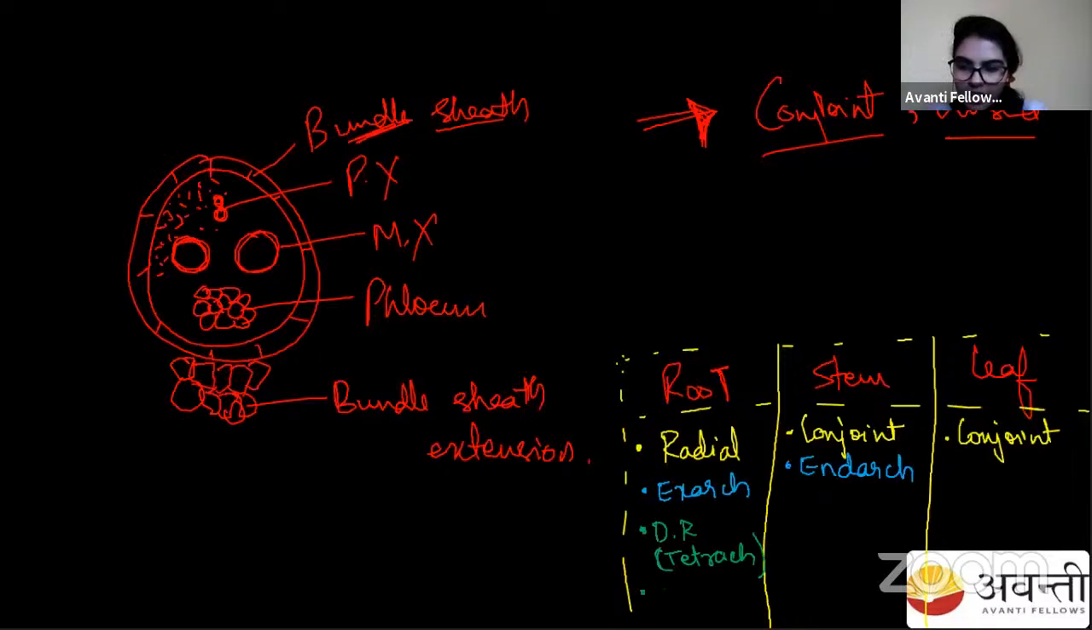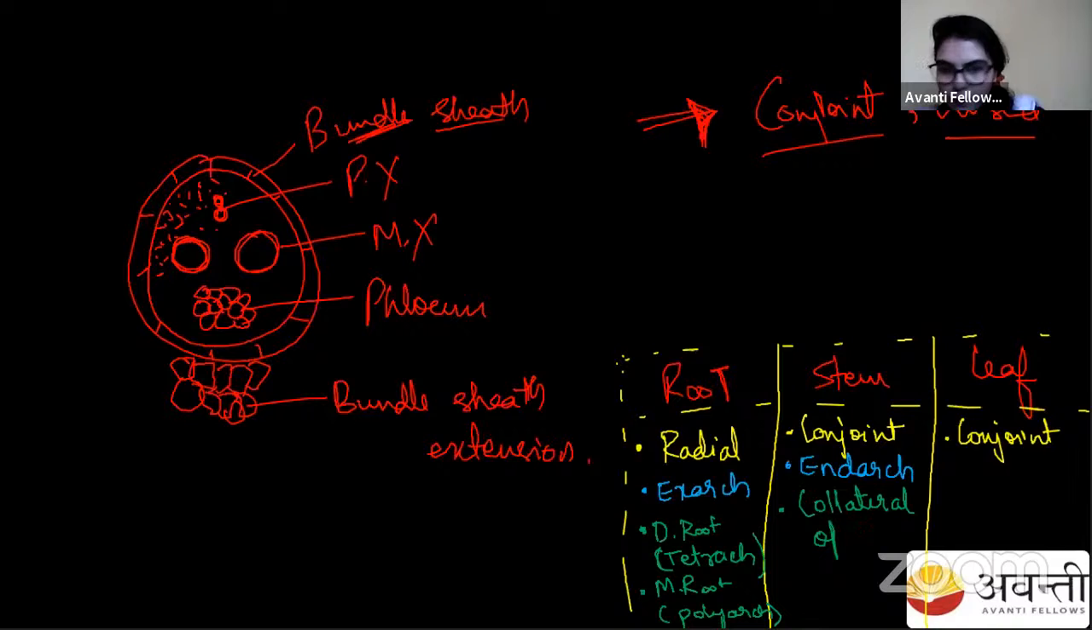Okay, whereas in the case of monocot root, this is the root, we get the polyarch. Okay, that is done. Now look here, in the stem this is conjoint, collateral, open. Okay, so here what you're going to write here, closed. See, this is about the vascular bundle that you need to remember.